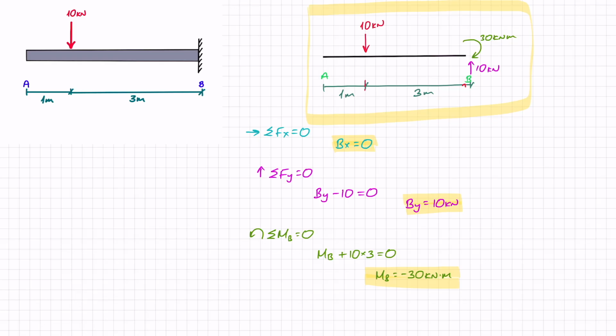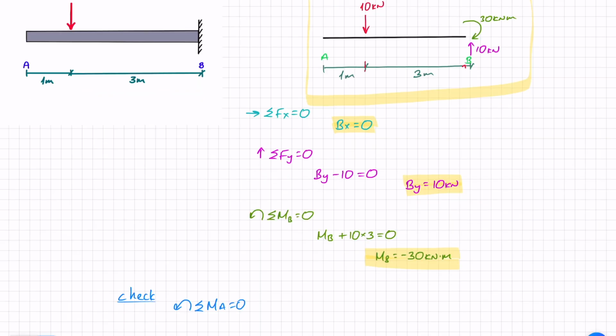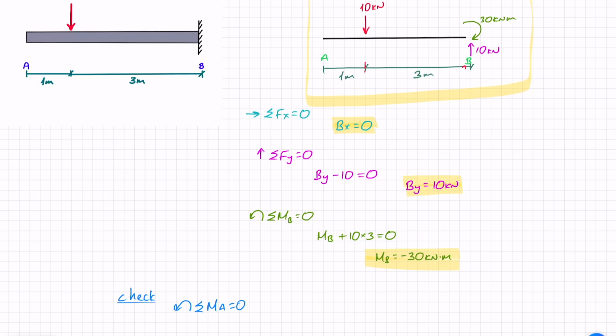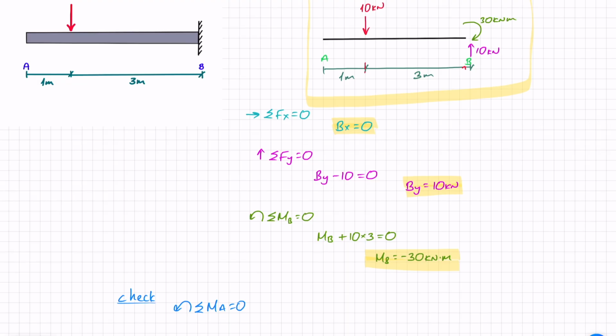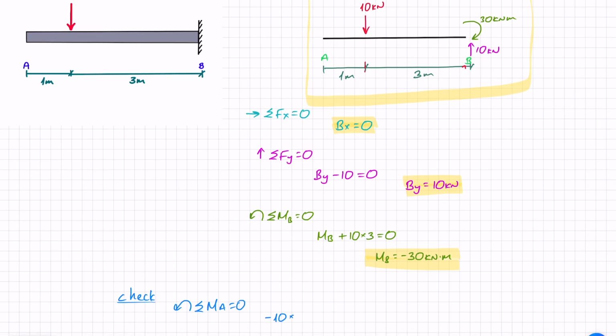I am going to do one last thing. I am going to do a check. And the way I'm going to check is I'm just going to check by doing moments around any point that I want. We're going to do moments around A. Now we know that the moments around A have to equal 0. So let's see what we get. I've got the 10, this time contributing a negative moment. So minus 10 times 1, okay? So that is this 10 here.